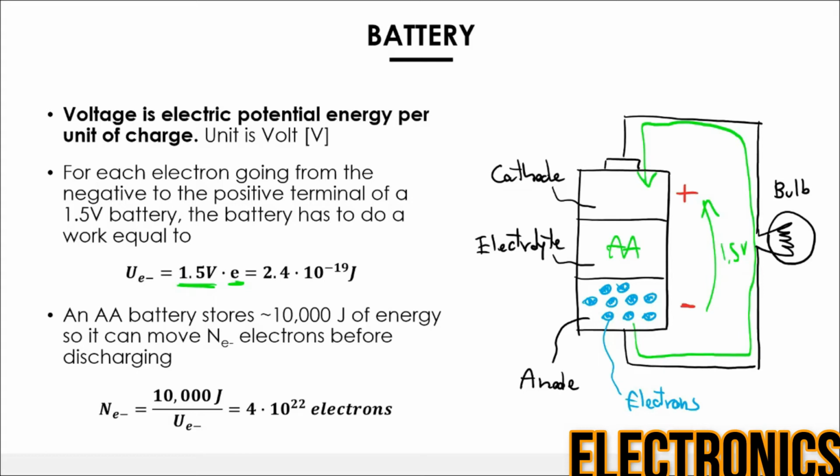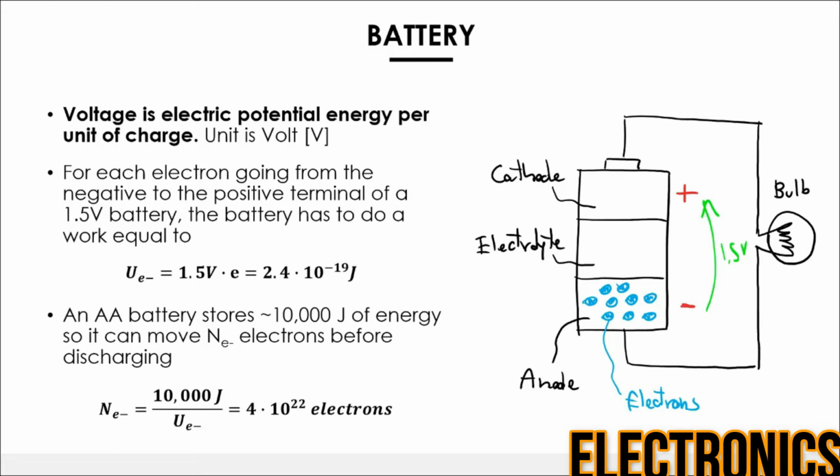Now, an AA battery could have about 10,000 joule of energy. That means that it can move a certain number of electrons before completely discharging, and calculating the number of electrons is quite simple. We just divide 10,000 joule by the energy of one electron, and we get that the total number of electrons that can be moved by this battery is equal to 4 followed by 22 zeros.